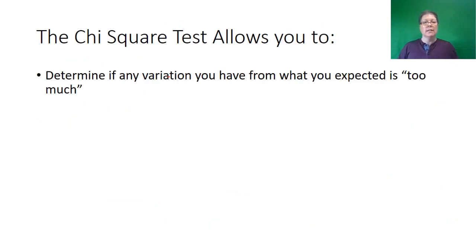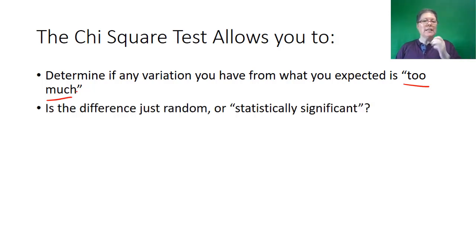So the chi-square test allows us to determine if any variation you have from what you expected is too much. Right? Too much is a red flag. Is the difference just random or is it statistically significant? Right? Once you do this type of a test, when you use the word significant in everyday language, you're going to stop and think for a second. Now, do I mean significant like important? Or do I mean significant like statistically significant? So we're looking to see if our differences between our expected data and our observed data are statistically significant and will make us question our hypothesis.